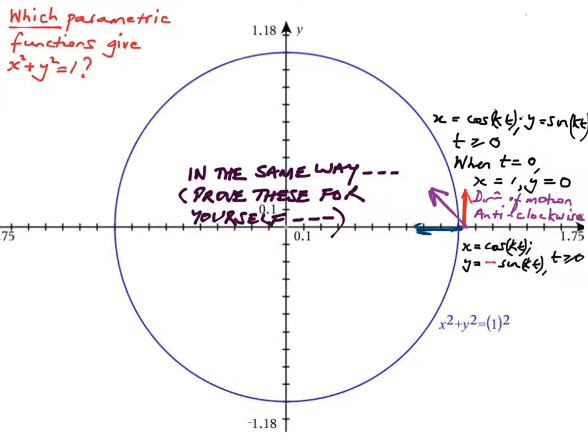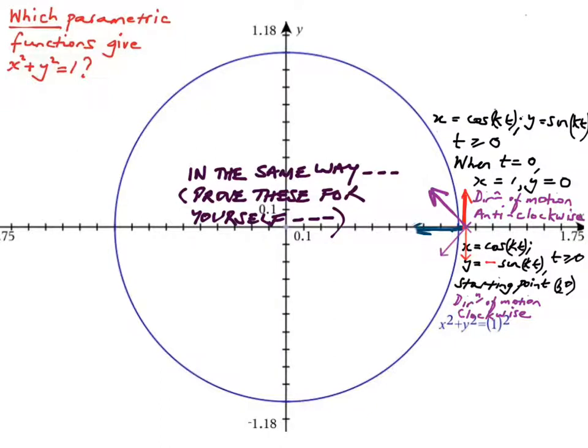If x is cos of kt and y is now minus sine of kt, what that will do is start at the same point as we've just got before, but its direction of motion will go the other way. It goes clockwise. Oh, wow. So there's that one.